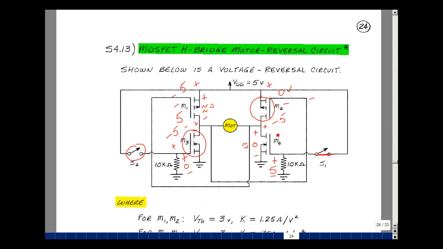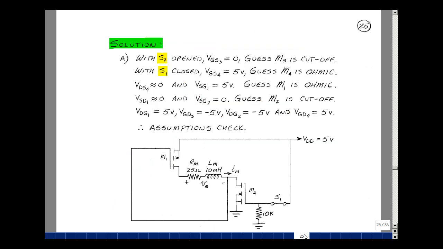And then lastly, let's find the gate to drain voltage of transistor 4. The gate's sitting at 5 volts, the drain's sitting at 0. We've got 5 volts across here. The gate to source and the gate to drain are both greater than the threshold of 3 volts, and so that would put this in the ohmic region. Our guesses were correct, and again, the path for current is going to be through here, back to ground, back up to the power supply. Now let's go back to page 25.